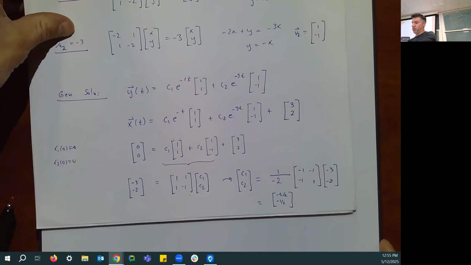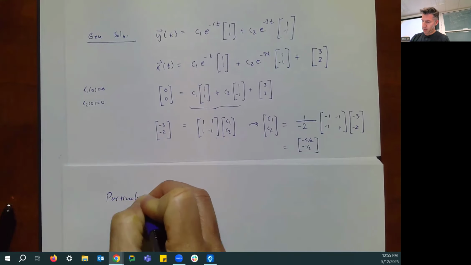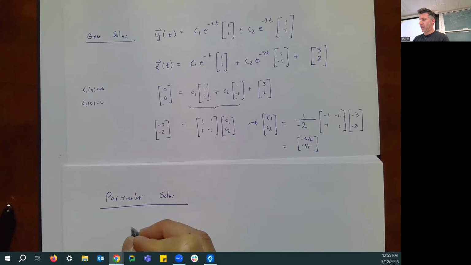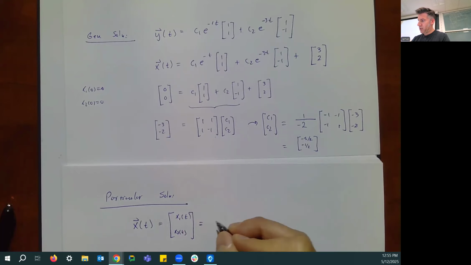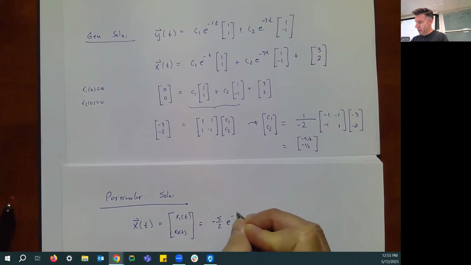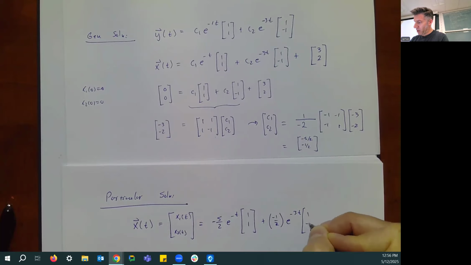So then finally, our particular solution here is, and now again, I prefer to write it out as a vector. It's x of t, or if you prefer, x1 of t, x2 of t, equal to c1, which we found to be negative 5 halves, times e to the negative t times 1, 1, plus c2, which we found to be negative 1 half, times e to the negative 3t times 1, negative 1, plus 3, 2.